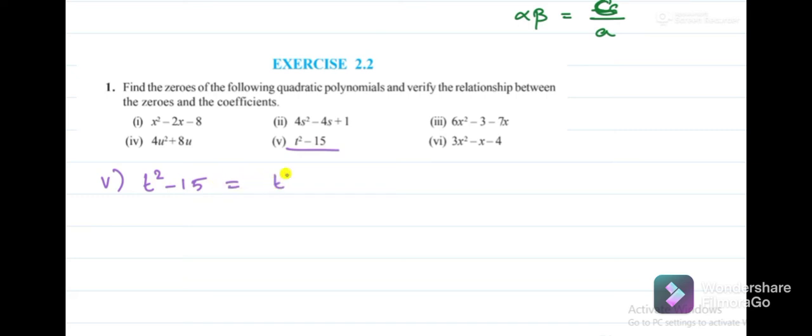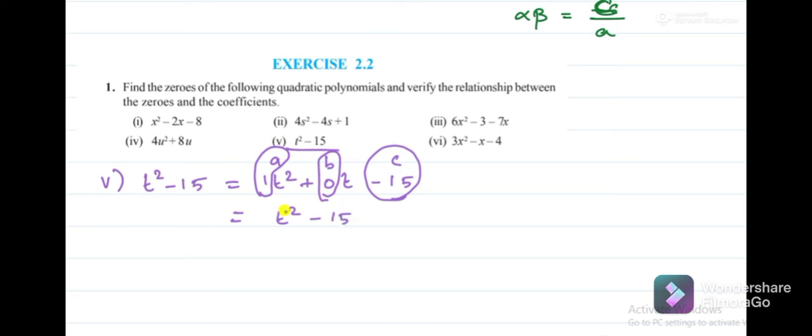We'll move on to the fifth question. T squared minus 15. T squared plus 0t minus 15. It's like ax squared plus bx plus c. A takes the value 1, b takes the value 0, c takes the value minus 15. We'll find the zeros of this given quadratic polynomial. T squared minus 15 equal to 0, which implies t squared minus root 15 whole squared is equal to 0.